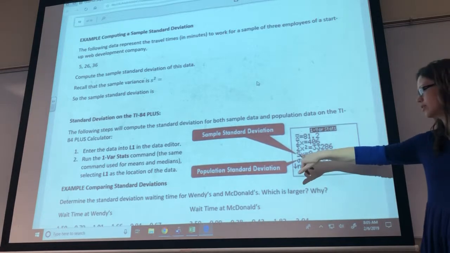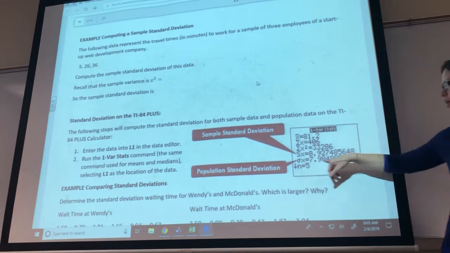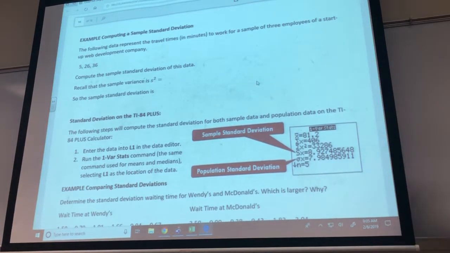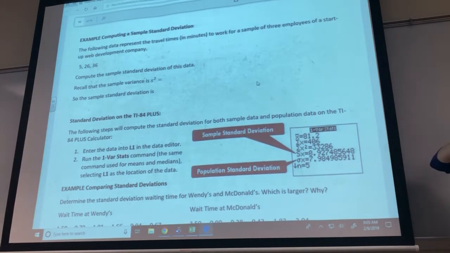If it's a sample, you're going to use this S number here. If it's a population, you're going to use that sigma number right there. If they ask you for the variance, neither one of those numbers is the variance. Both of those are a standard deviation. You have to pick one or the other. So on a test or on the homework, if it asks you what's the standard deviation, what's the variance, you won't say one of these is the standard deviation, one is the variance. That's not the case. Both of these are standard deviation. It just depends on if you have a sample or a population.